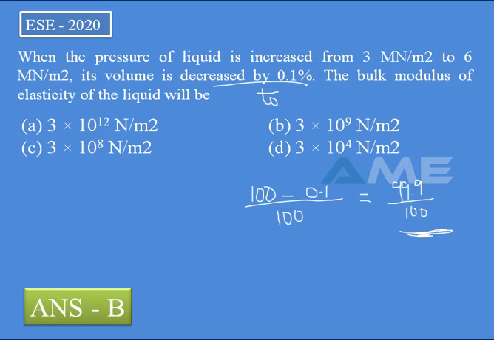That means you're going to get 99.9%. But here, what you have is decreased by 0.1%. So that's why your volumetric strain, what you got here, is 0.1 divided by 100. Okay, that's the difference between your 'by' and the 'to'. Don't confuse these two. These small words will change the total scenario of your problem. Clear? We'll see the next one.